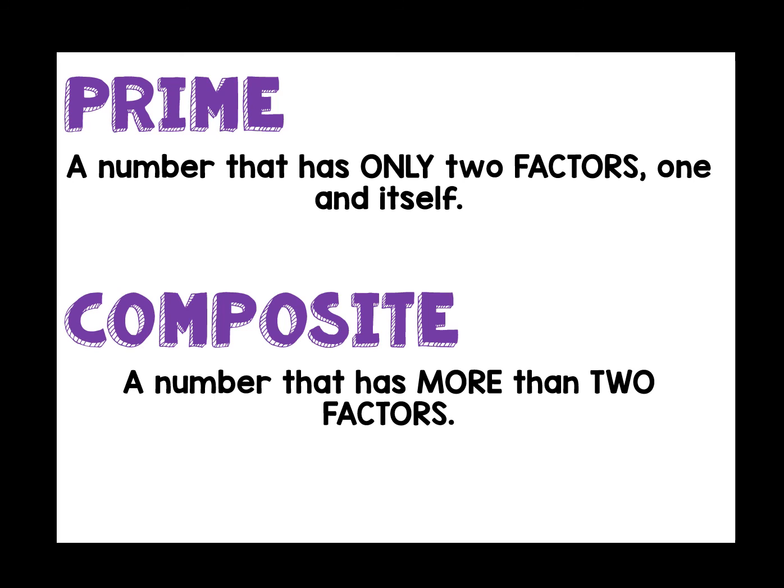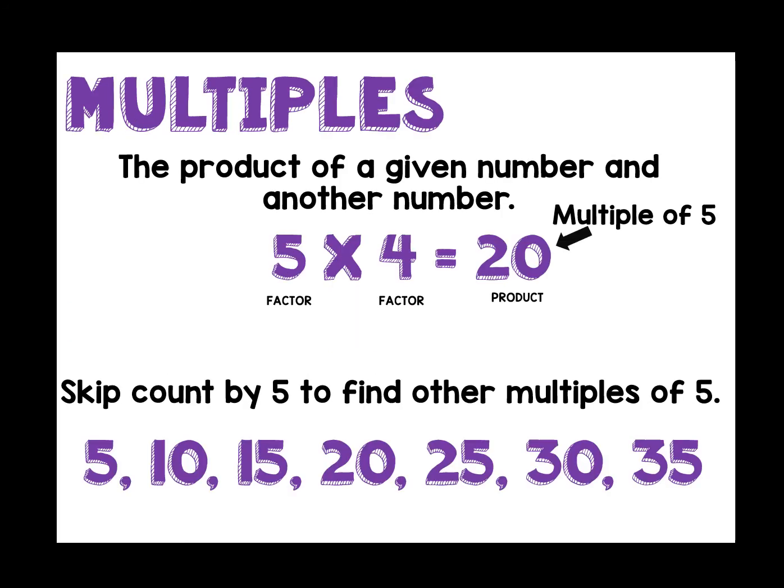A number that has only 2 factors, 1 and itself, is a prime number. A number that has more than 2 factors is a composite number. A multiple is the product of a given number and another number. 5 times 4 equals 20. 20 is a multiple of 5. We can skip count by 5 to find other multiples of 5. 5, 10, 15, 20, 25, 30, 35.